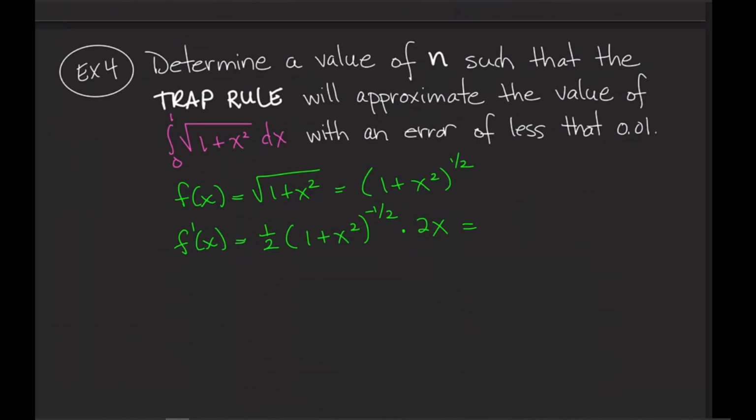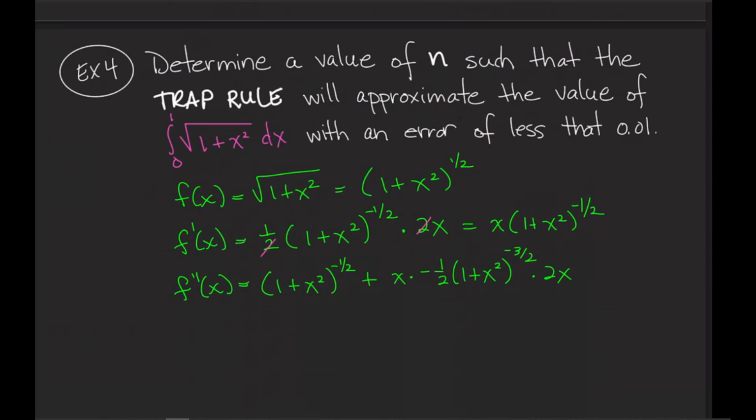So if I clean this up, my 2's cancel, and I end up with x times 1 plus x squared to the negative 1/2. So we're going to have to use product rule to find the second derivative. So derivative of the first is just 1 times the second plus the first times the derivative of the second. So that would be minus 1/2 times 1 plus x squared to the negative 3/2 times 2x.